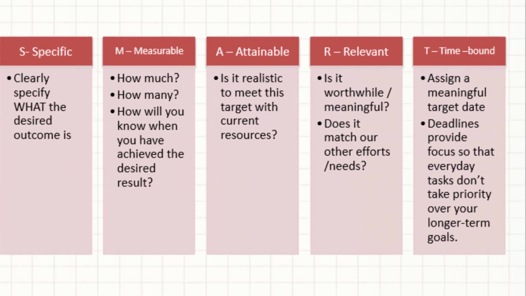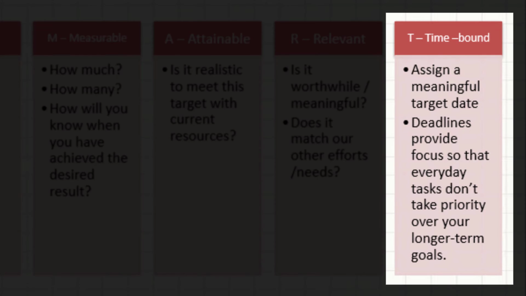And lastly, T is for time bound. Every goal needs a target date, so you have a deadline to focus on and something to work toward. This part of the SMART goal criteria helps to prevent everyday tasks from taking priority over your longer term goals, because we don't want all those little fires to get completely in the way of the bigger picture. So a time-bound goal will usually answer these questions. When? What can I do 6 months from now? What can I do 6 weeks from now? What can I do today? So you get some timeline.